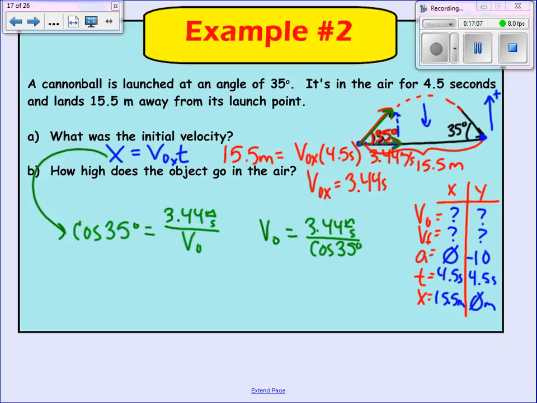So let's go ahead and do that. 3.44 divided by the cosine of 35 degrees. And provided that I'm in degrees, my initial velocity is equal to 4.2 meters per second. That is the initial velocity that is diagonal right there.